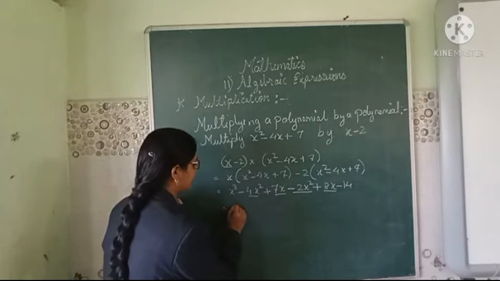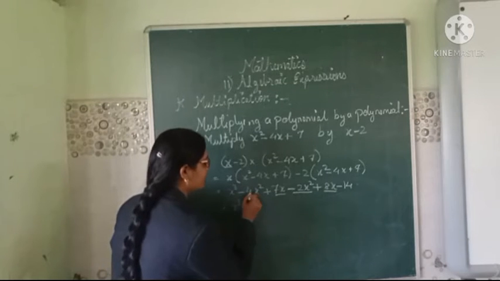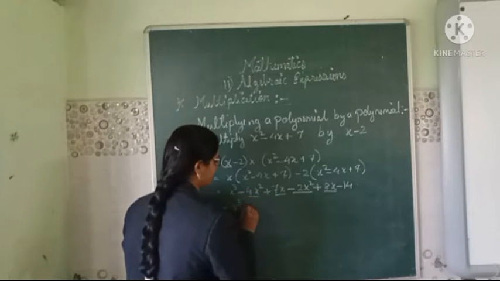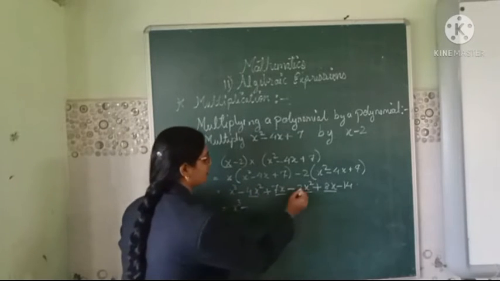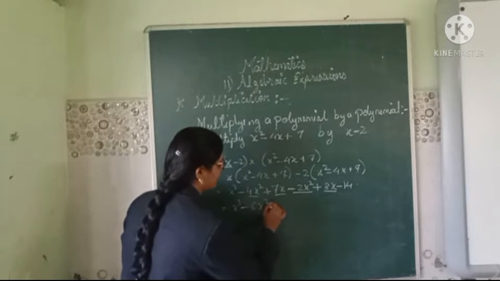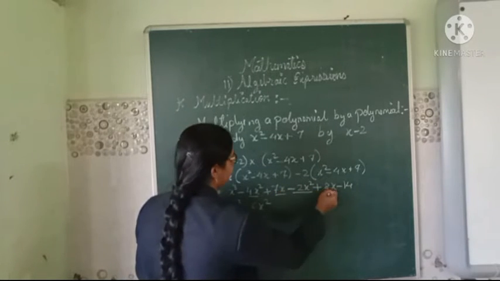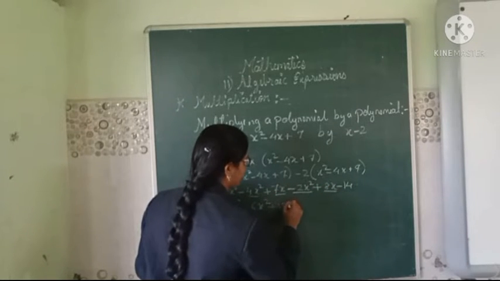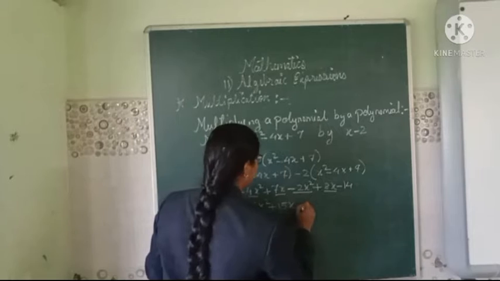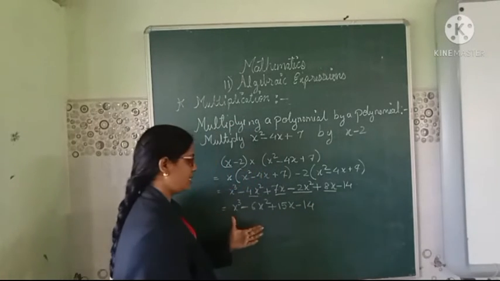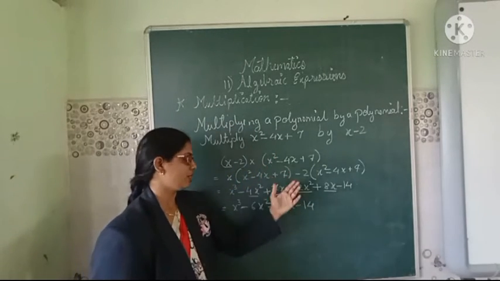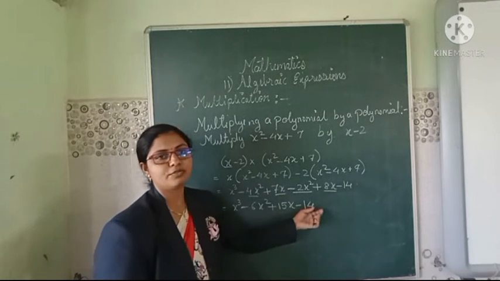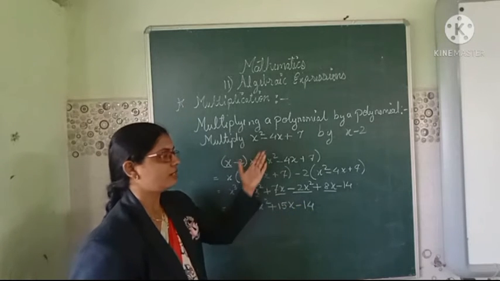So we will write x cube as it is. So negative 4x square and negative 2x square: negative will become positive and the sign will be of the greater. So 4 plus 2 is 6x square. Then 7x plus 8x, so plus 7 plus 8 will be 15x, and negative 14. So this is our answer of this question: x cube negative 6x square plus 15x negative 14. So this is the answer of this question.